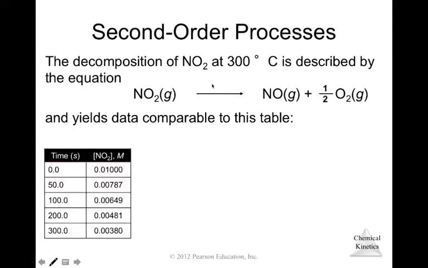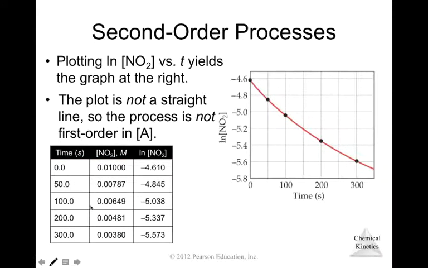So if we're looking at this example, we've got some data here. Here's our reaction, here's the data it gives us, and if we graph the concentration versus t, or in this case the natural log, this is not a straight line. If this were a first order reaction, we would expect to get a straight line. It's not, so the process is not first order.